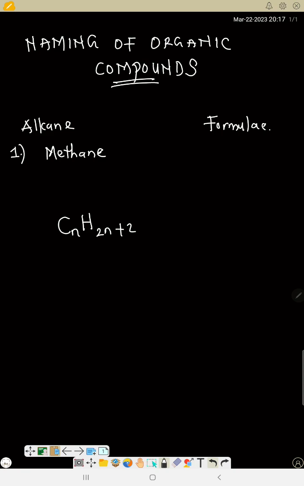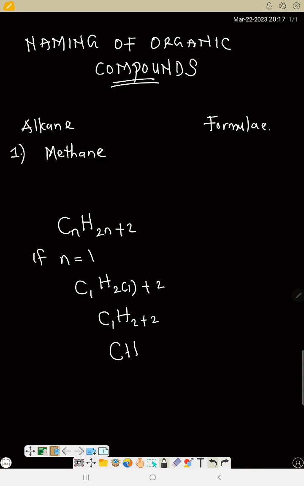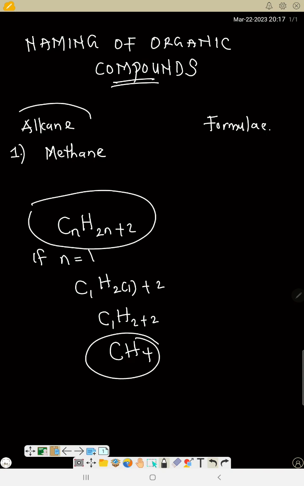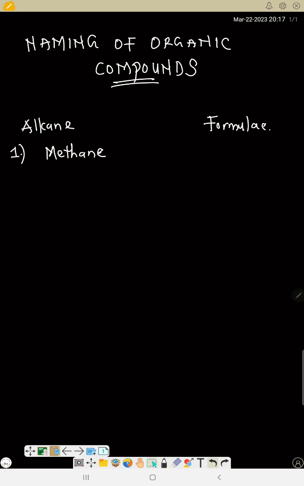Remember, the formula for alkane is CnH2n plus 2. So that means if n is 1, that is number 1 carbon. So this will be C1H2(1) plus 2. That will be C1H(2 plus 2). 2 times 1, 2. We don't usually write subscript 1. So this will be CH4. So this is for methane. This is the general formula for all the alkanes. So we'll be using it one by one. So methane is CH4.